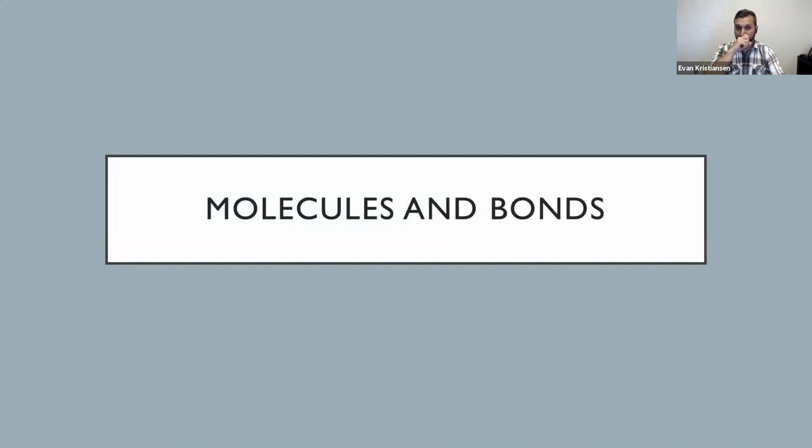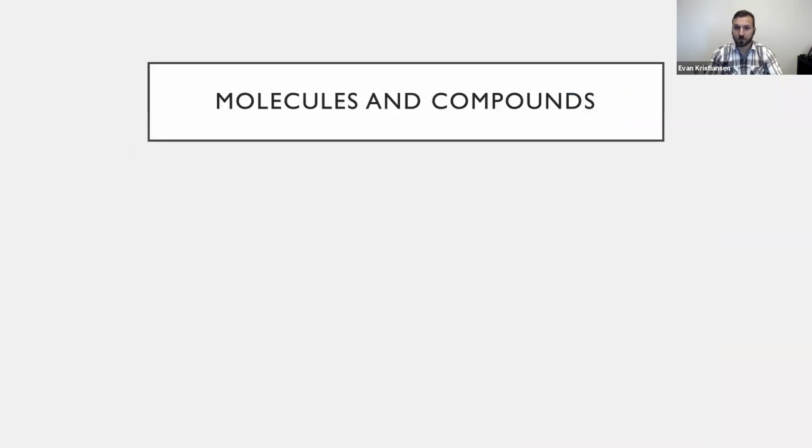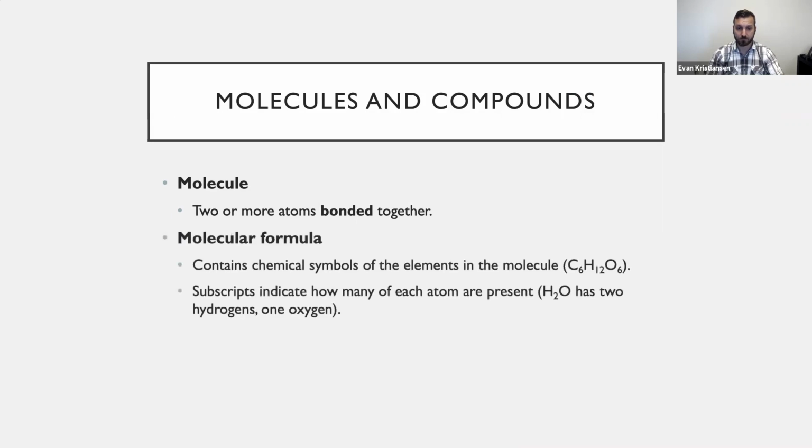Okay, so how do you form a molecule? Well, you form a molecule when you bind 2 atoms together. We express molecules by their molecular formula. So we have the chemical symbols, so the element symbols, and the number of those atoms that are present in the molecule. So on the right-hand side here, we have C6H12O6, which happens to code for glucose. And in this molecule, we have 6 carbons, 12 hydrogens, and 6 oxygens.